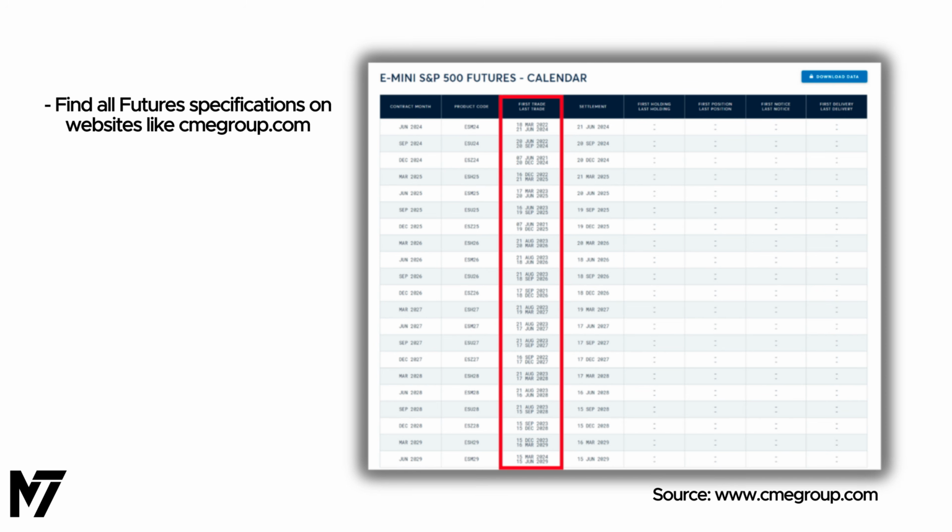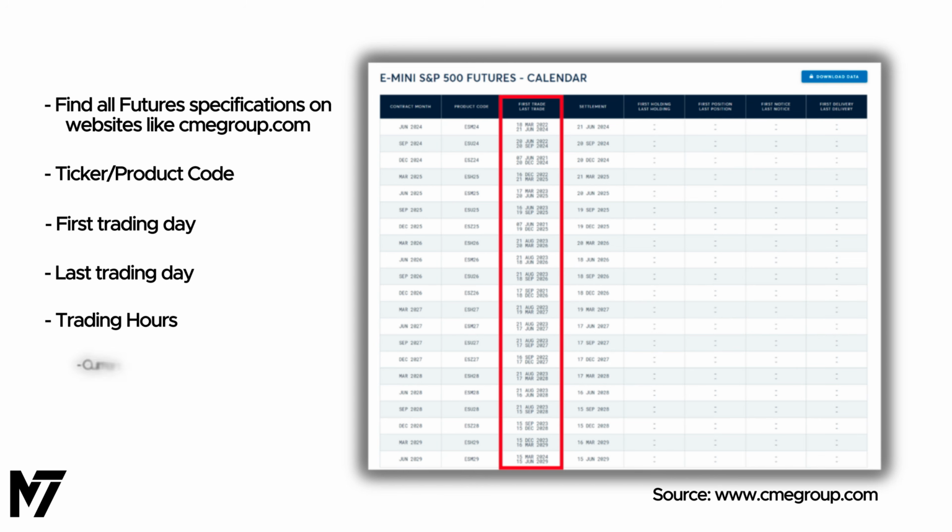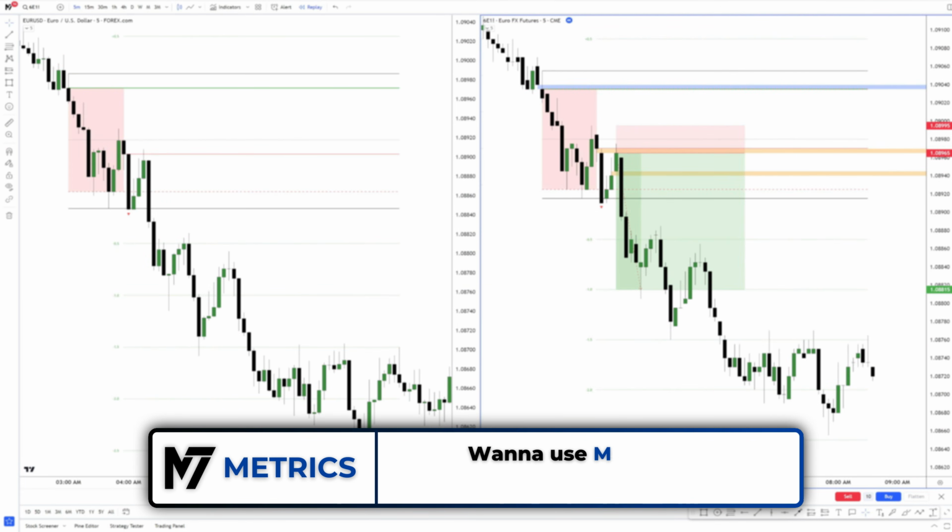You can check all futures contract specifications on websites like cmegroup.com. There, you will find everything you need to know about each contract month, its first trading day, last trading day, etc. Make sure that you backtest your strategy and apply this simple but effective knowledge whenever you're trading on a CFD broker.